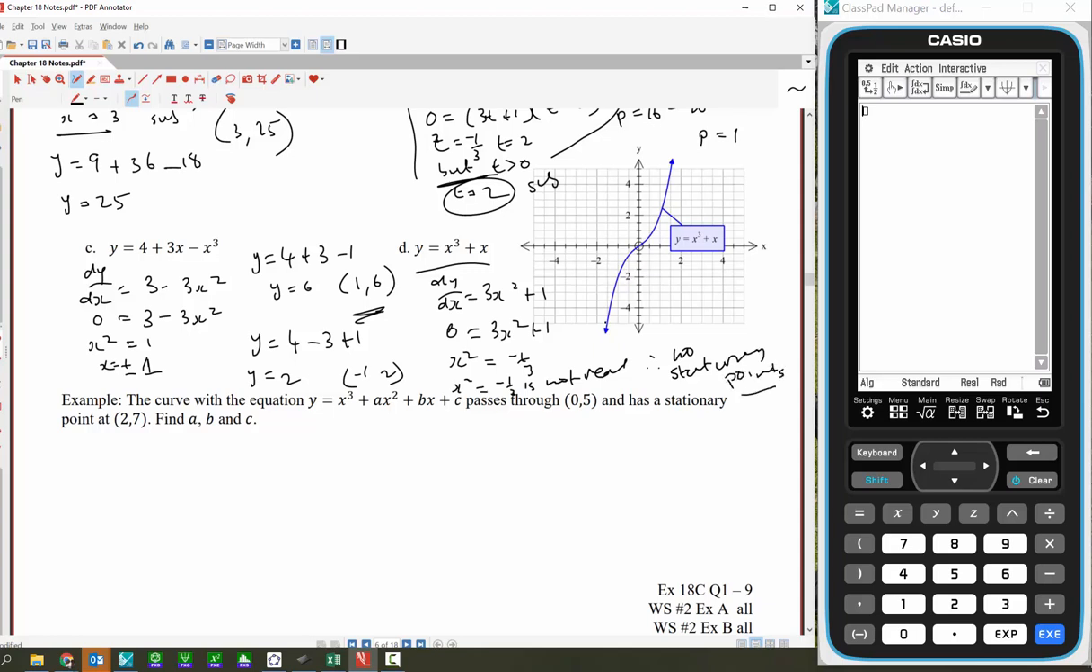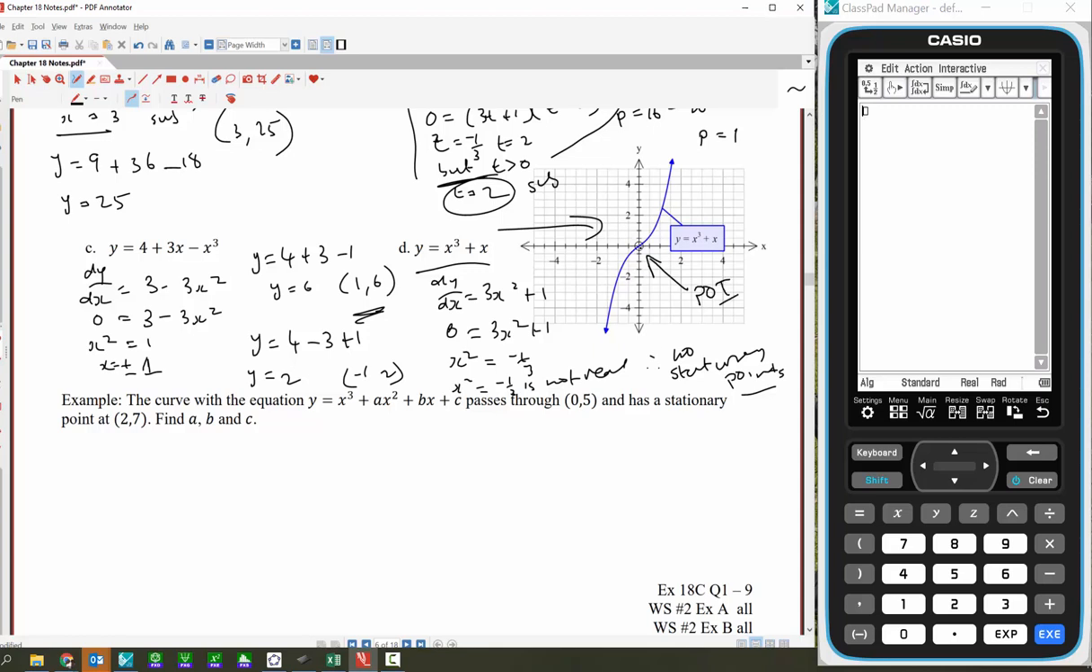Okay, and it's interesting to note that not all cubics have stationary points. So this is the graph of x cubed plus x. It looks like it's got a stationary point of inflection at x equals 0, but calculus begs to differ and says it's never got a 0 gradient. So this one here is what we call a point of inflection. It's not a stationary point of inflection.